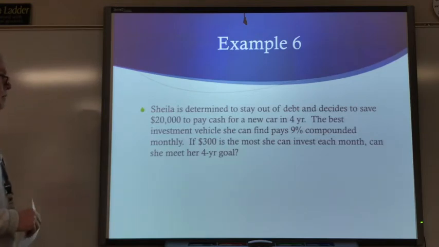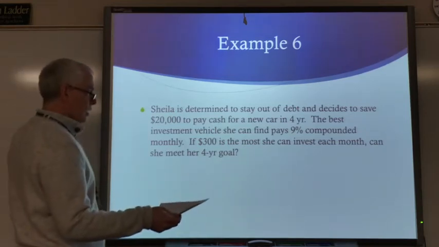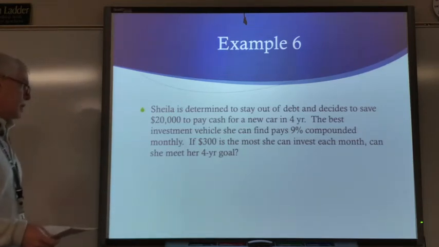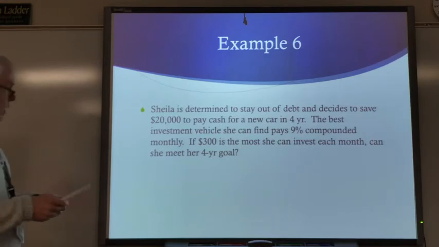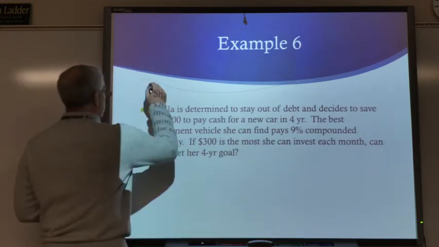Sheila's determined to stay out of debt and decides to save $20,000 to pay cash for a new car in 4 years. The best investment vehicle she can find pays 9% compounded monthly. If $300 is the most she can invest each month, can she meet her new goal? Okay? Again, that's that formula we just looked at.